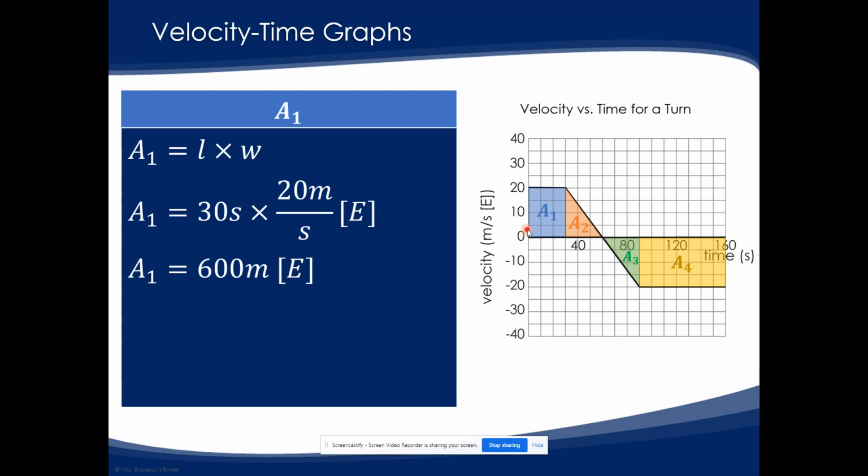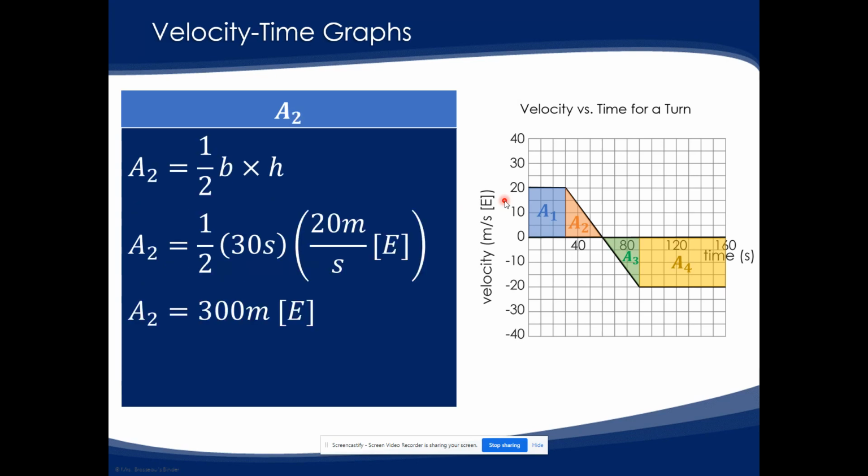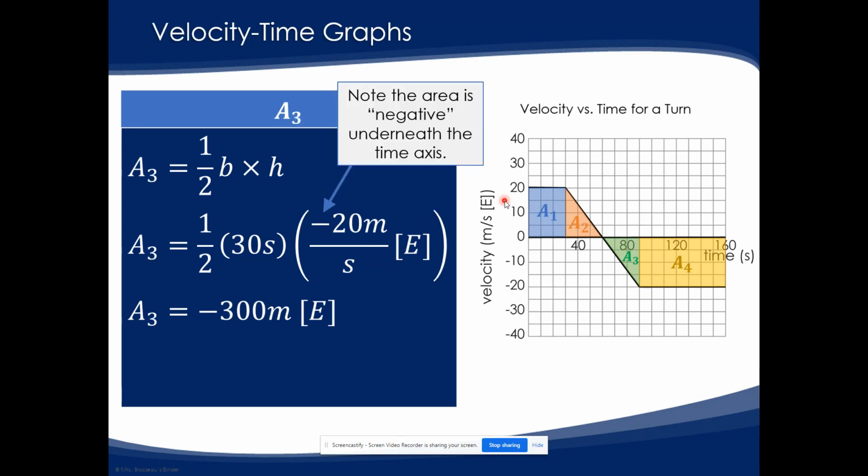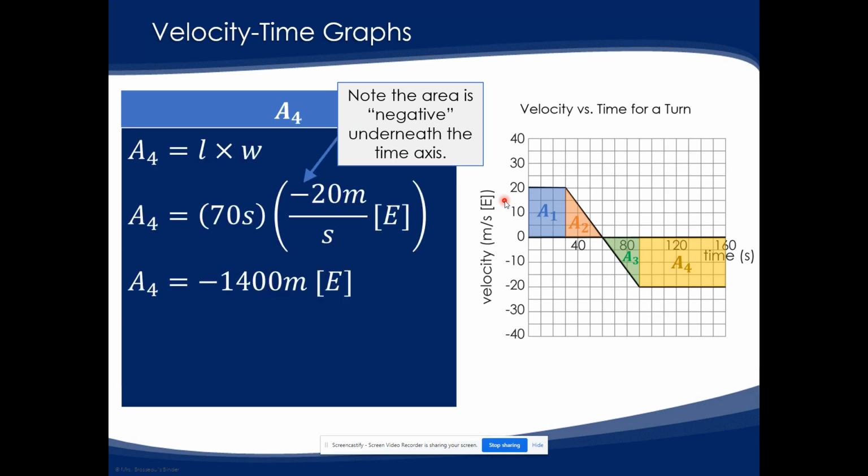So I will slide through these real fast to keep my time short, but please feel free to write down the area equations and solutions as we go, because you will need them later on. So A1, there's A2, A3 is going to be our first negative area, and then A4 is also negative.